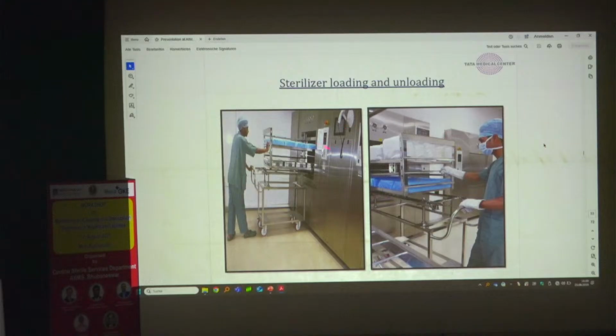Loading. You see that this is loading and this is unloading. This is our sterile zone, this is our packaging zone. And see that there is a 2 mm gap between every box, so that penetration and drying happen properly. In case of a mixed load, linen should be on top and instruments at the bottom, because there is a chance of wicking or condensation.